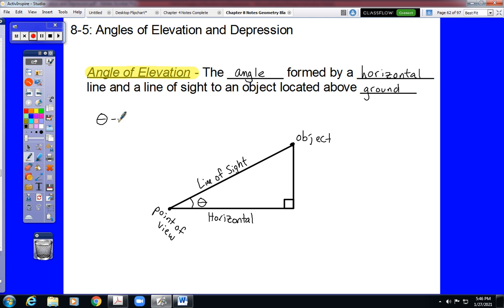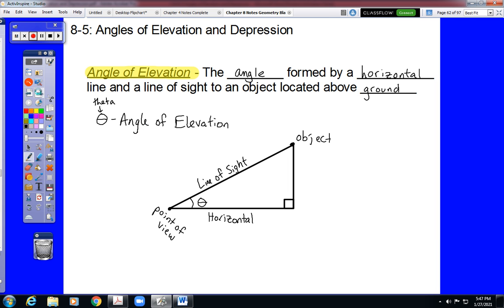In this case, I'm labeling that with the Greek letter theta, which is just a variable. If that bothers you, use an x, use an a, use a b. It doesn't matter. In higher mathematics, we do use Greek letters to represent unknown angle measures. That is the Greek letter theta, T-H-E-T-A. Theta here is marking the angle of elevation. It will always be that picture. Every single time your word problem contains angle of elevation, that would be the picture you would start with.